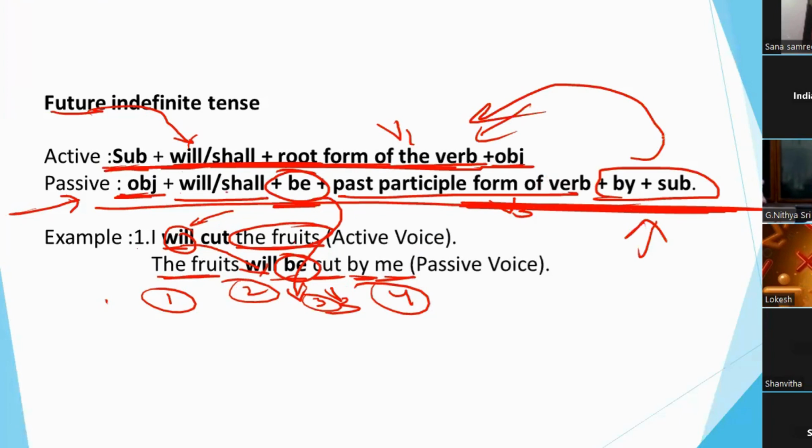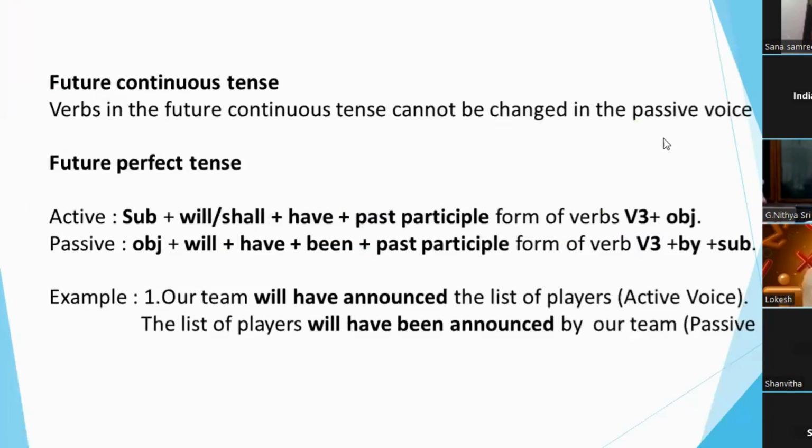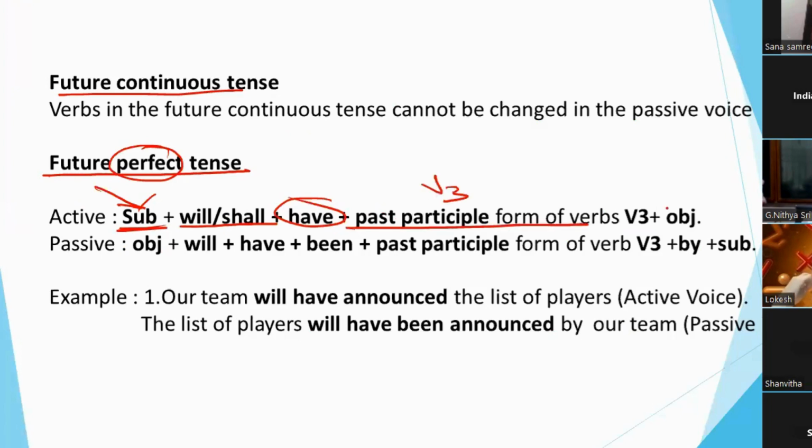Now, the second thing is you can't convert future continuous tense into the passive voice. That will be grammatically incorrect. Now we have future perfect tense. For future perfect tense, the active voice will have the structure subject plus will or shall, as it is future tense, and as it is perfect tense, use have. Now use V3 form of verb and then object.